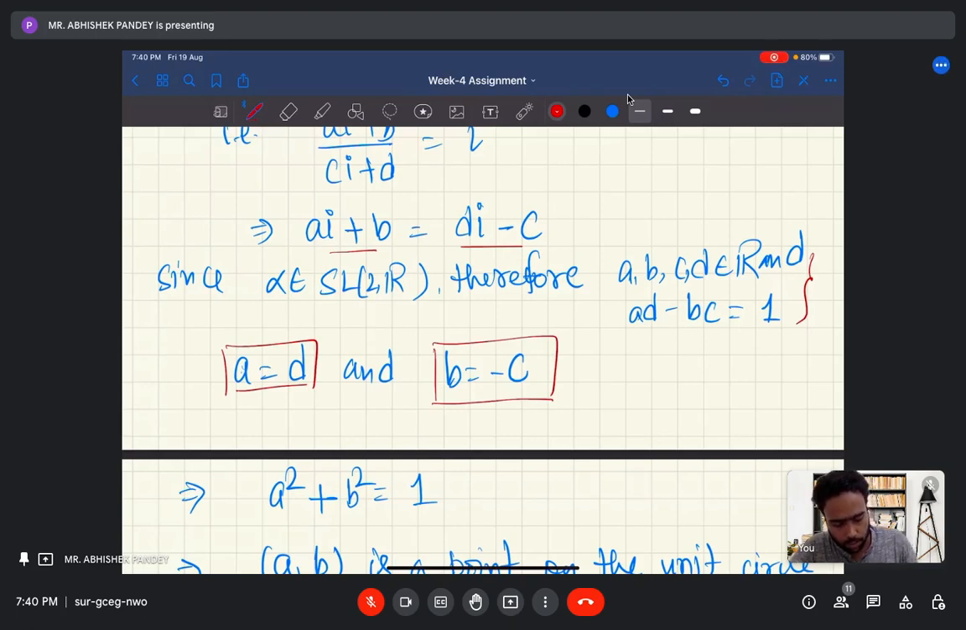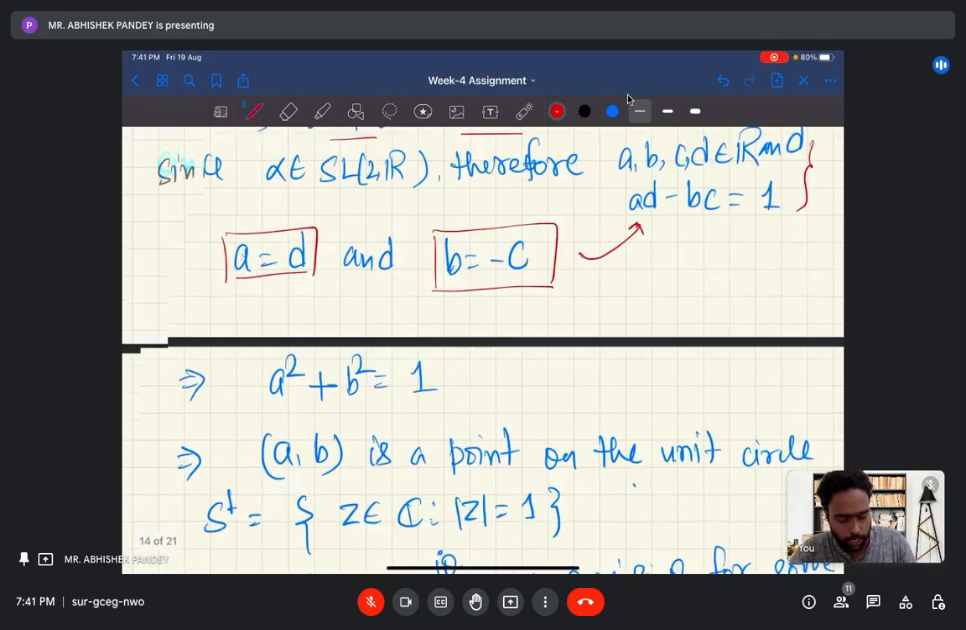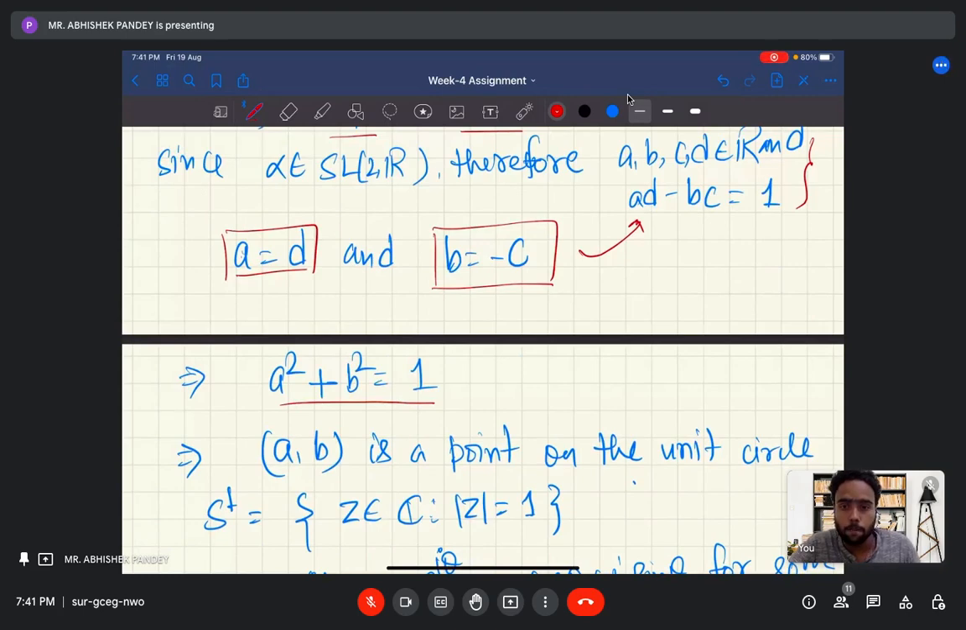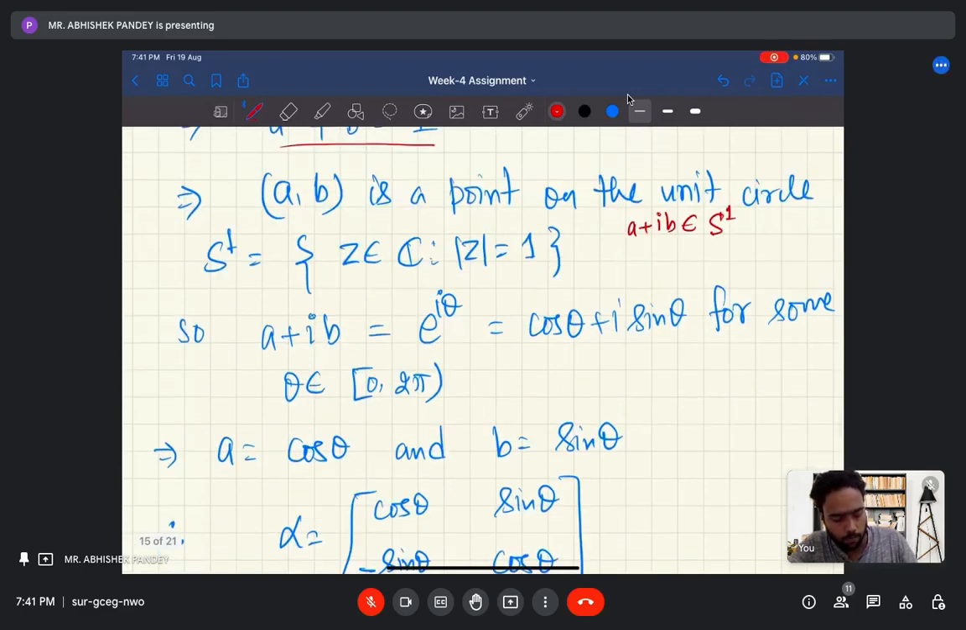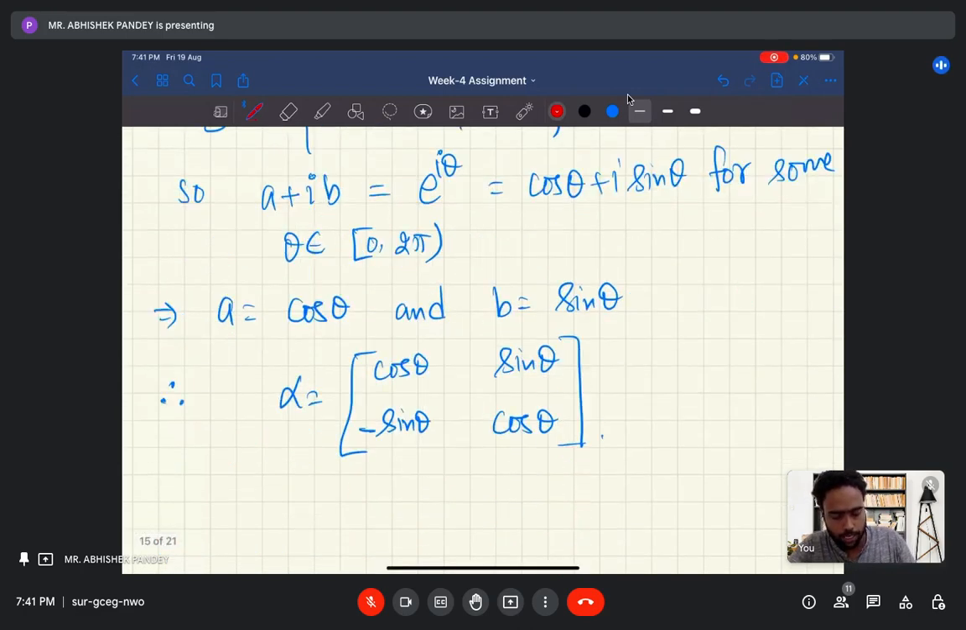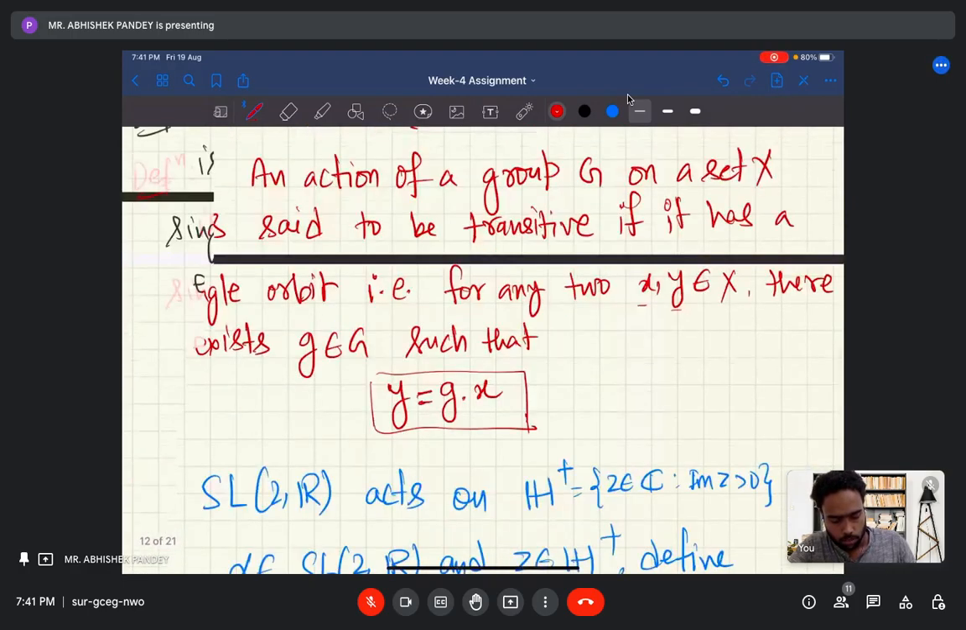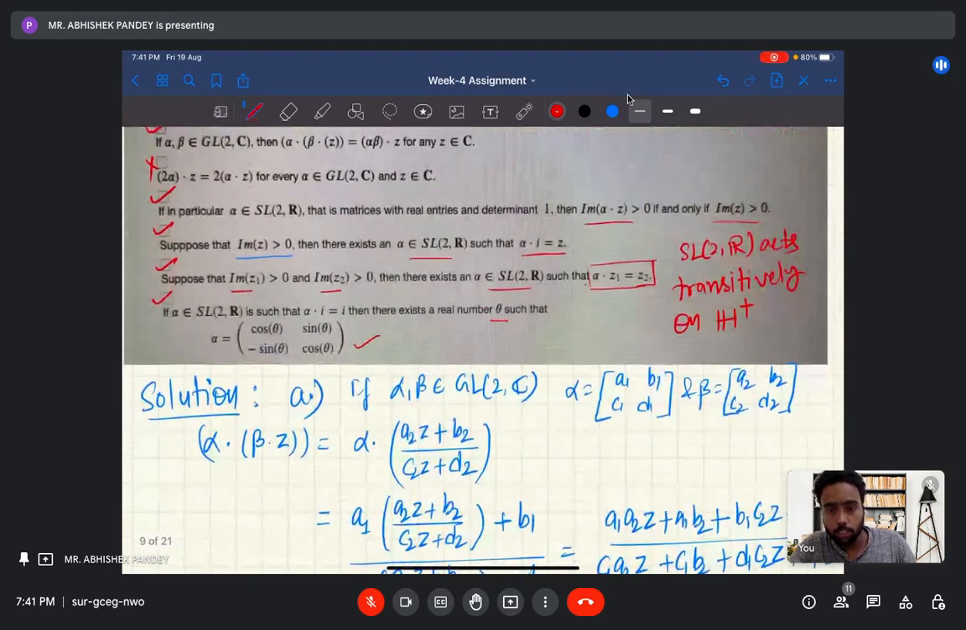So now put A equals D, B equals minus C here in AD minus BC equals 1. You will get A squared plus B squared equals 1. Now (A, B) is a point on the unit circle. So basically A plus iB belongs to S1. So A plus iB is of this form for some theta. So A is cos theta, B equals sin theta. So alpha is this. This is what the question asks. So this option is also true.